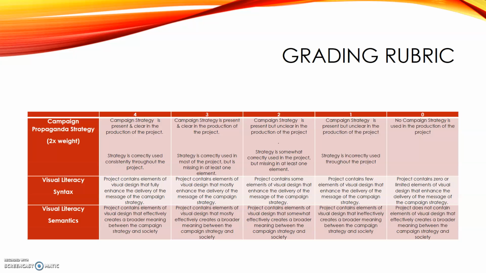And then finally, in semantics, we're looking at the visual elements to broaden the meaning between the campaign propaganda strategy and the potential real world message. So for the semantics piece of this, it is all about how well can they relate. Is the message clear, and is it relatable to anybody that is looking at this candidate's website?